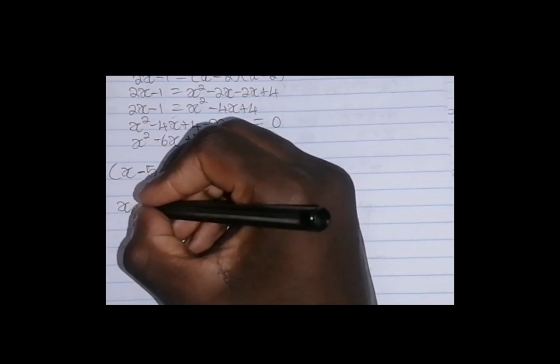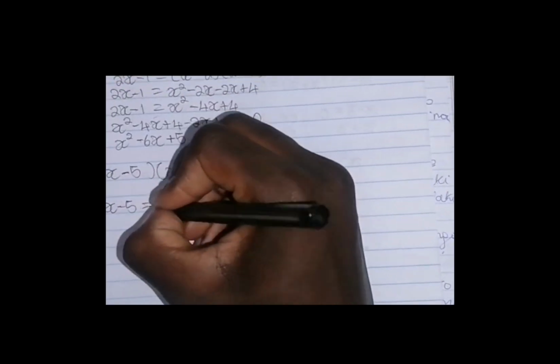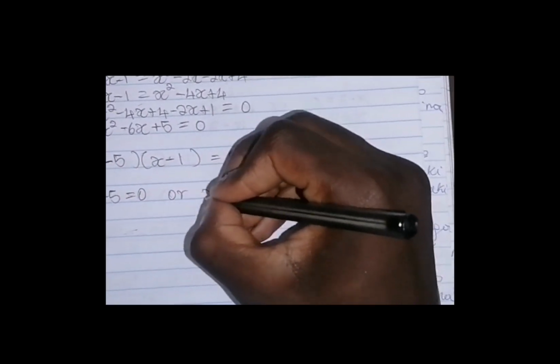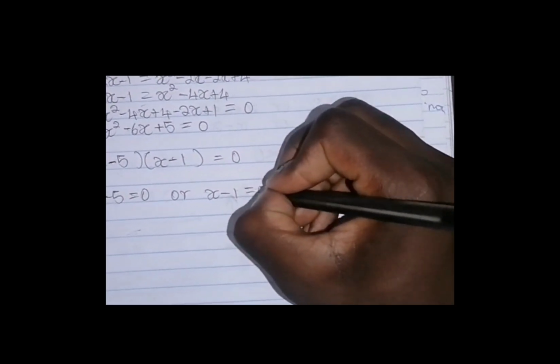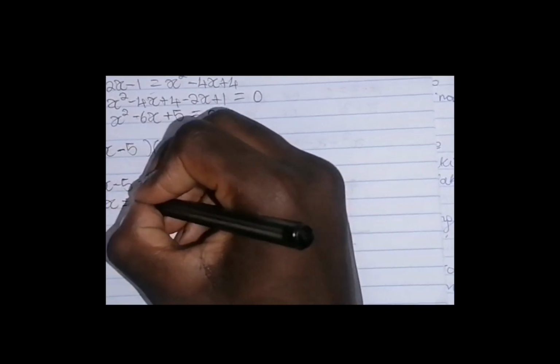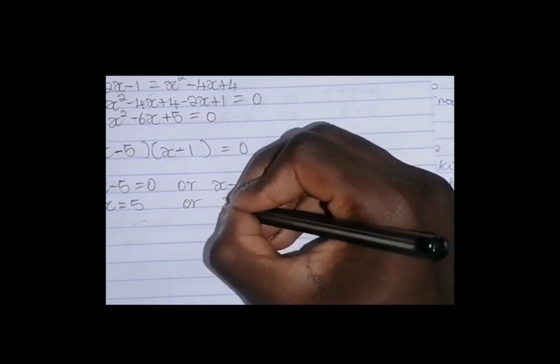Now you can try to multiply this and it will take you back to this equation. Now we have x minus 5 equals 0, or x minus 1 equals 0. Now x equals 5, or x equals positive 1.